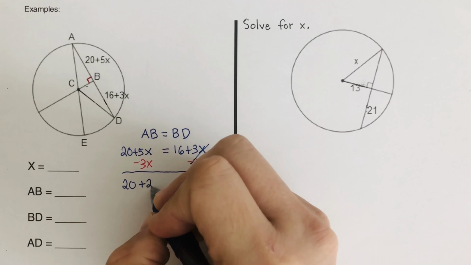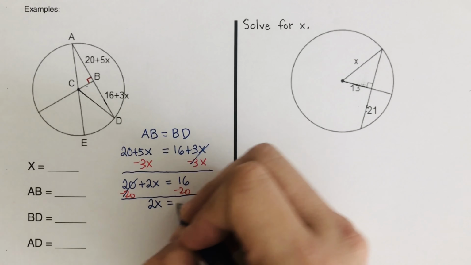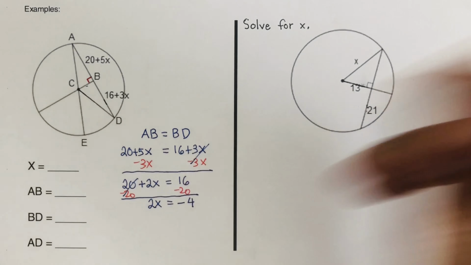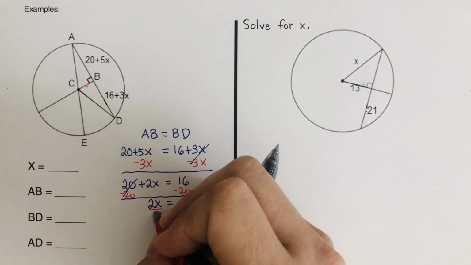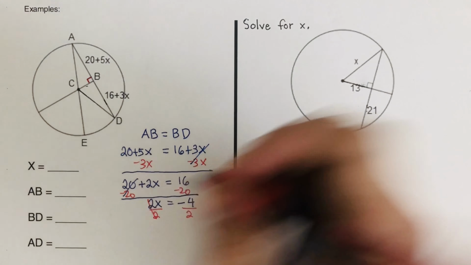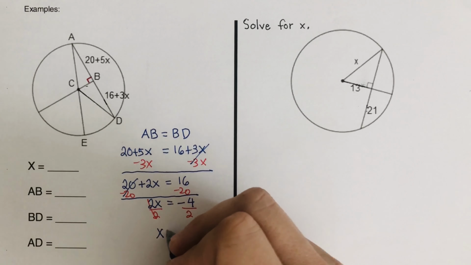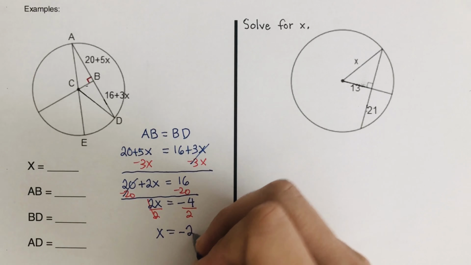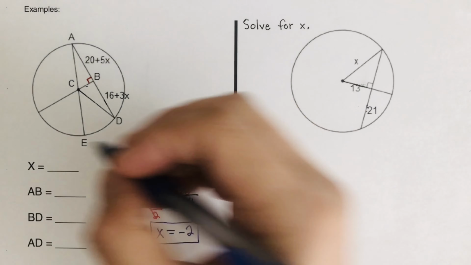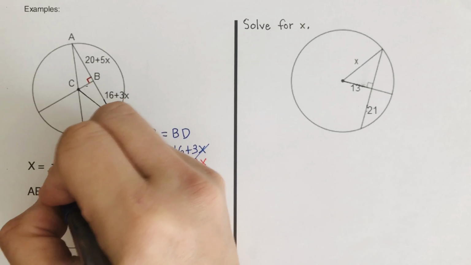So then we subtract 20 from both sides, minus 20 here. So we can cross the 20 out, and we're left with 2x equals -4. So then from here, we divide both sides by 2. So our x value is -2. So our x here is -2.